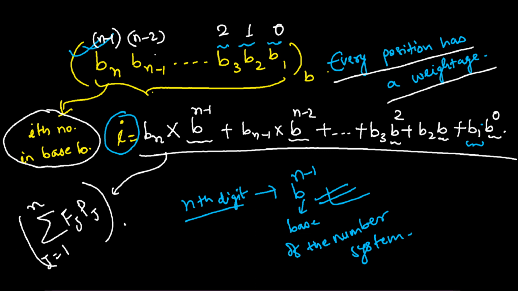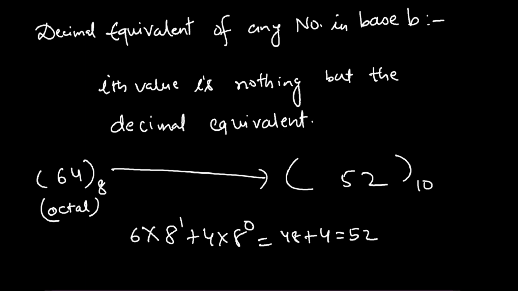If this value I gives you that this is the 200th number in base B, or the ith number, or the 500th number in base B, it means that the decimal equivalent is 500. It means the decimal equivalent is I. Just do the weighted sum and you will get the decimal equivalent of the number. And I think I should end this video now.